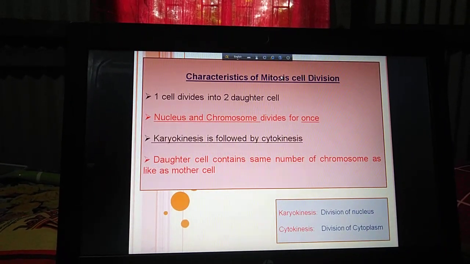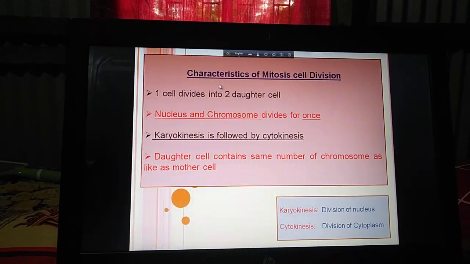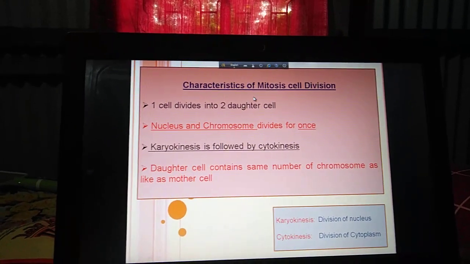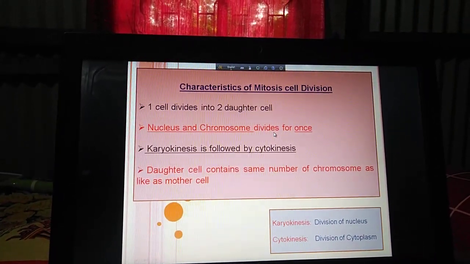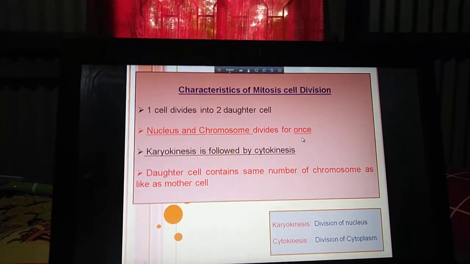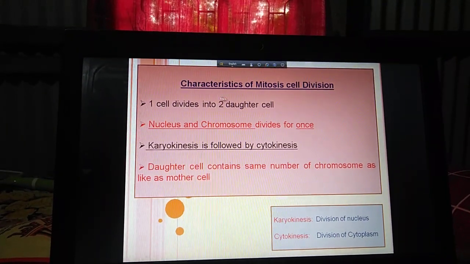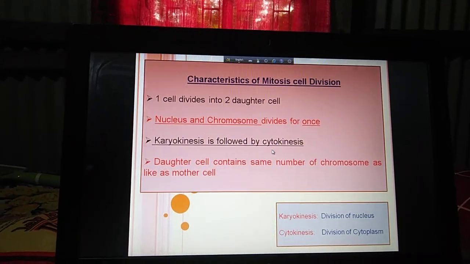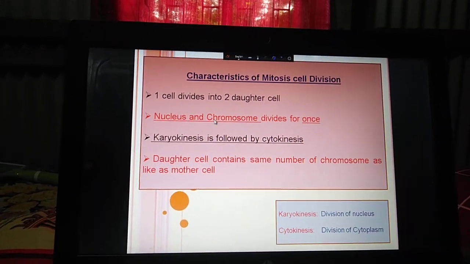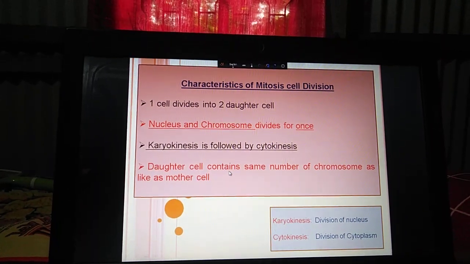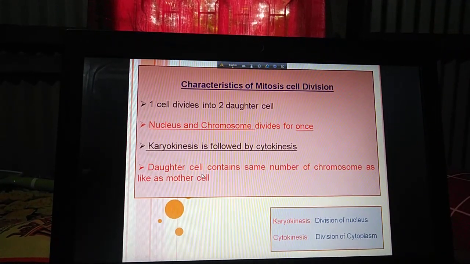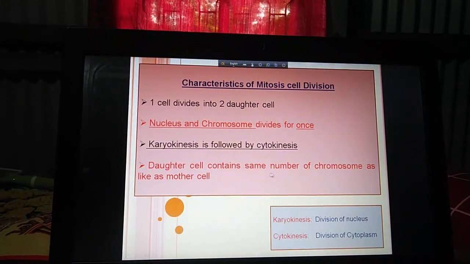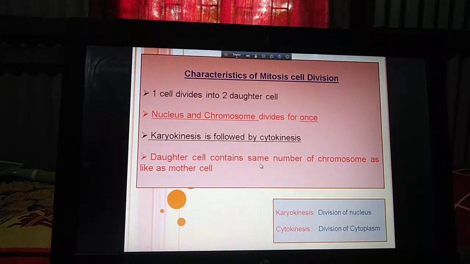Now, during mitotic cell division, one cell divides into how many cells? Two daughter cells. In case of mitotic cell division, nucleus and chromosome divide how many times? Only once. In case of mitotic cell division, karyokinesis is followed by what? Karyokinesis is followed by cytokinesis. In case of mitotic cell division, do daughter cells contain the same number of chromosomes as the mother cell, or half the number? Obviously, the same number of chromosomes as the mother cell.